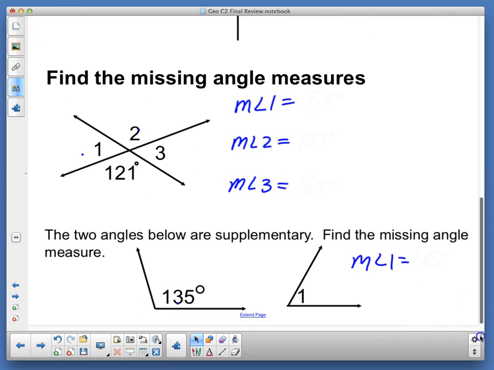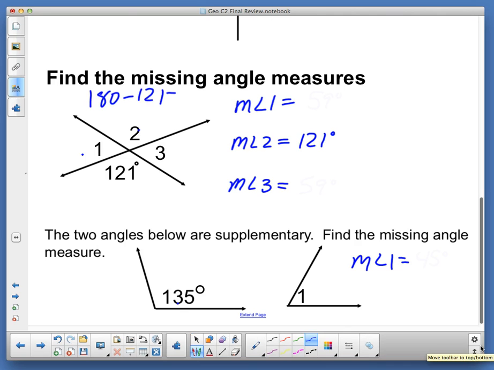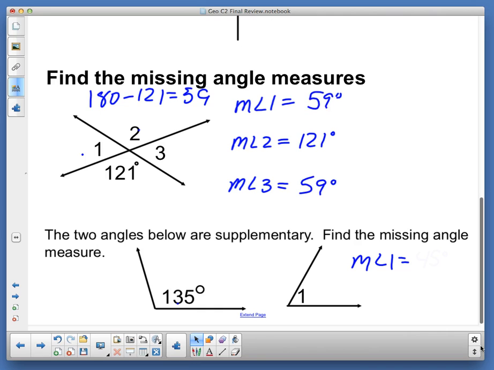All right, so let's look at this. Measure of angle 1 and measure of angle 3, we just found out they're the same measure. But so is 2 and 121. So 2 has got to be 121 degrees. 1 and 121 and 3 and 121 are supplementary. So 180 minus 121, that's going to give me 59, and that is the measure of angle 3 and angle 1. Are you okay with those?